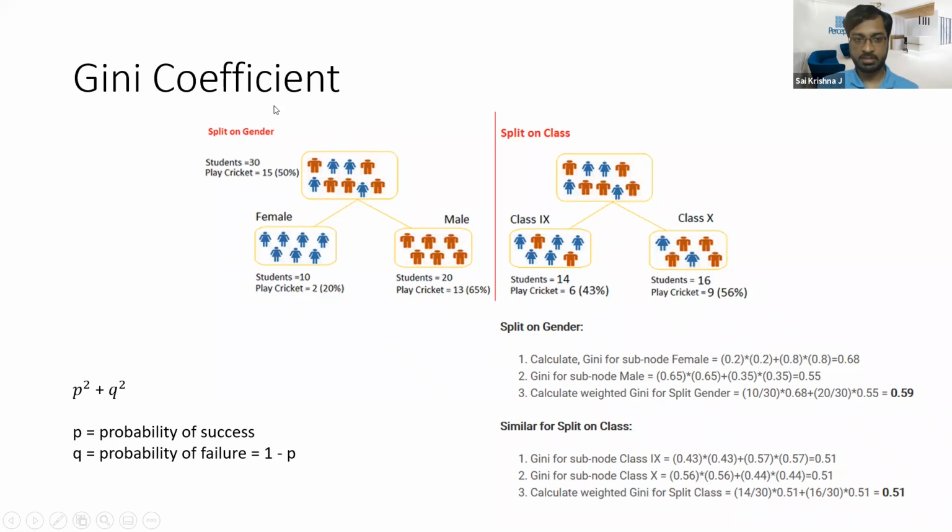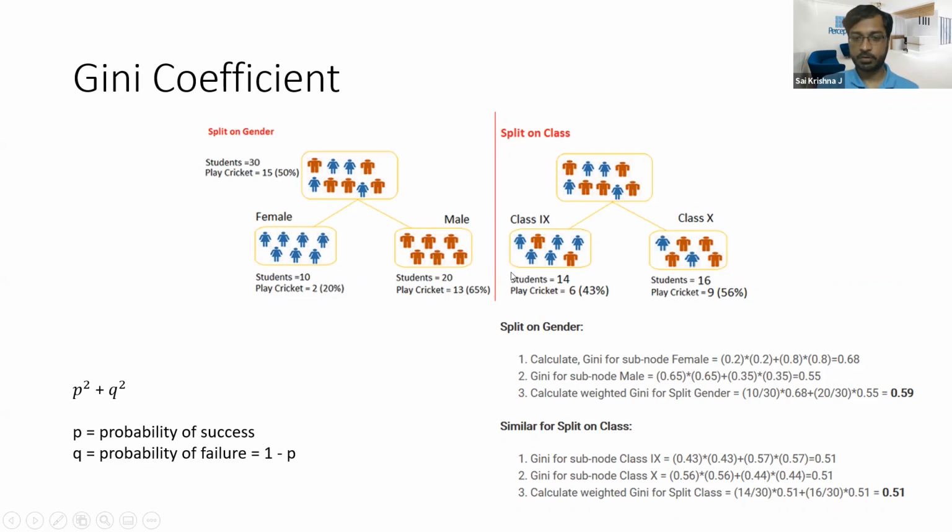Okay. So for this example, for the first step, we calculate the Gini coefficient for this gender split. So if we are to split by gender, then what is the value of P and what is the value of Q, right? So the female group has 2 students who play cricket, that is a 20% value of P and an 80% value of Q. Q is nothing but 1 minus P, right? So 1 minus 0.2 or 100% minus 20%. So that 80% will be Q and the 20% will be P. So P square plus Q square will be 0.2 the whole square plus 0.8 the whole square, which gives you 0.68.